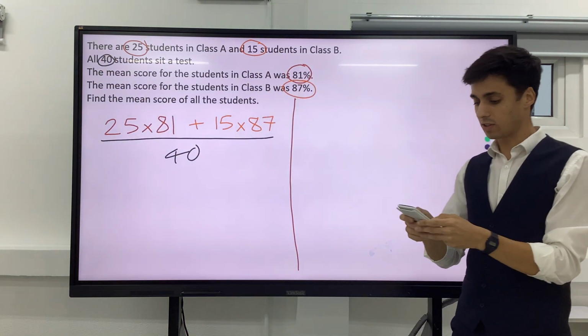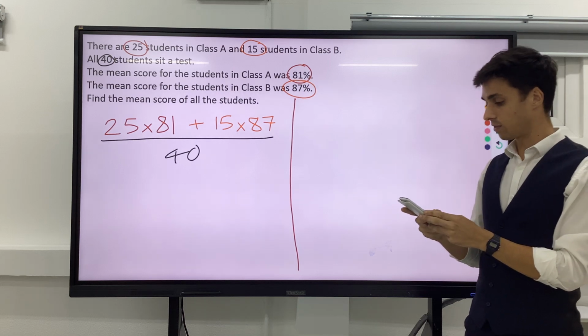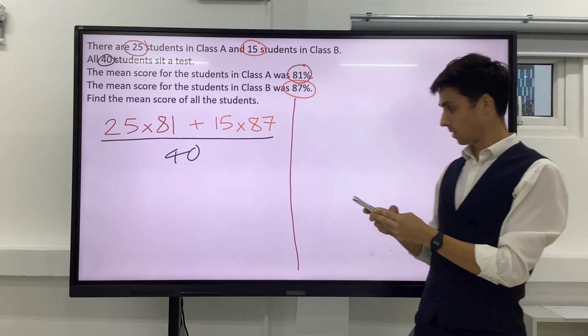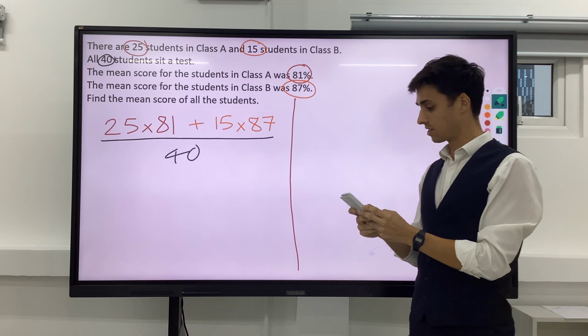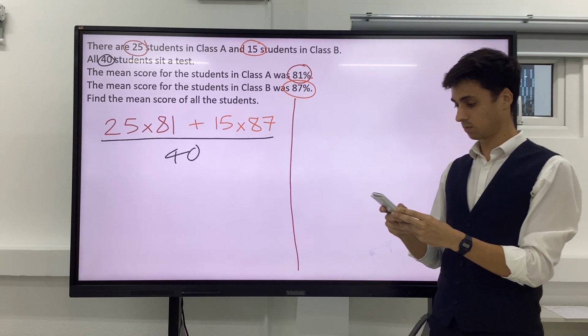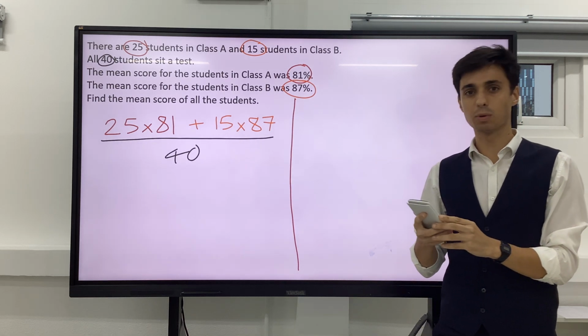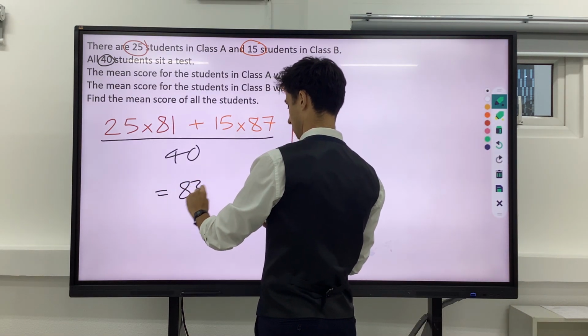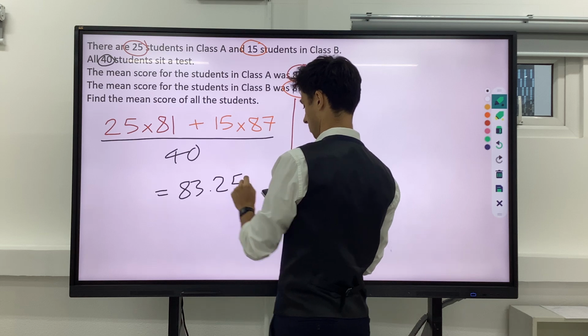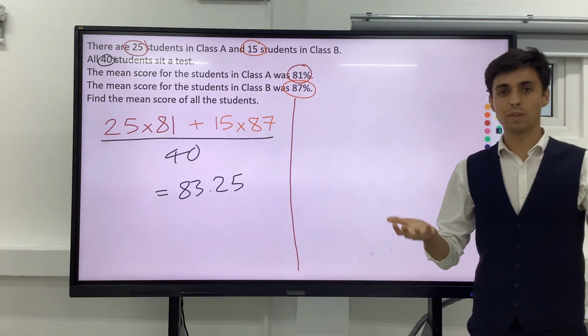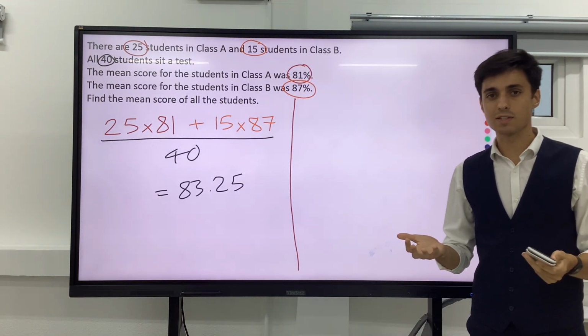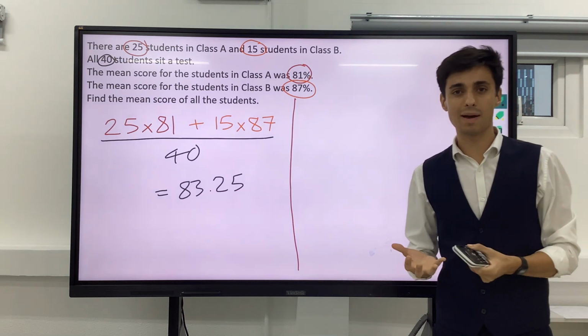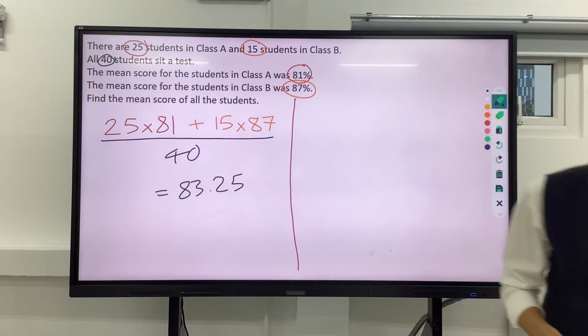This works fine, so let's check what we get. 25 times 81 plus 15 times 87 over 40. I've got here 83.25. That works fine, there's no problems with this. I'm going to show you why my method is better, I think, though.